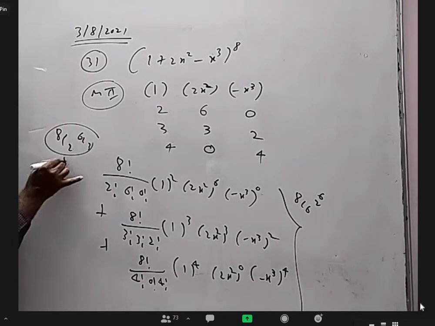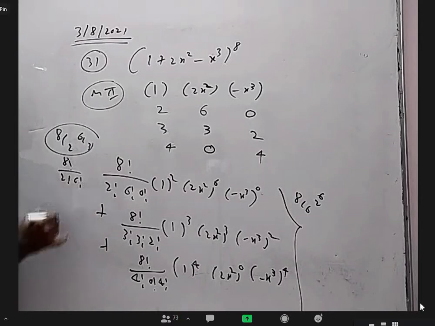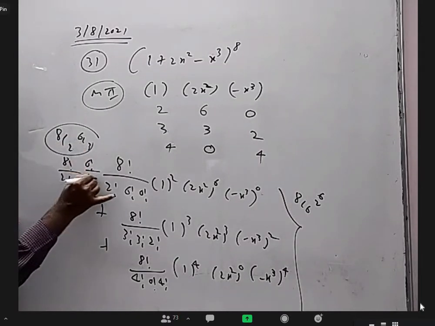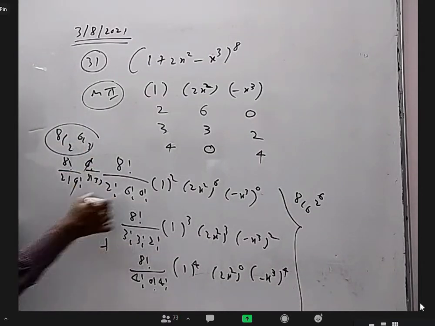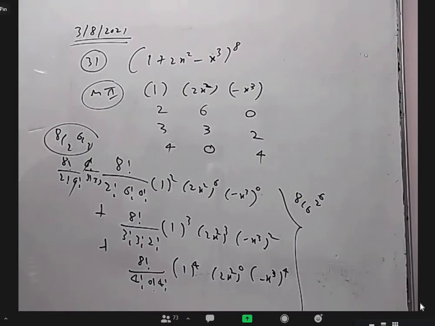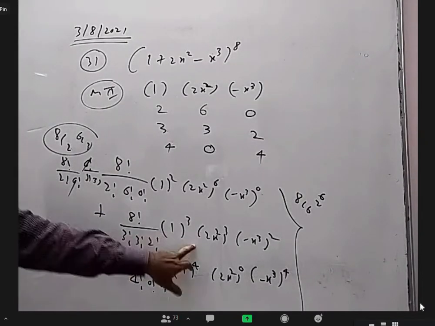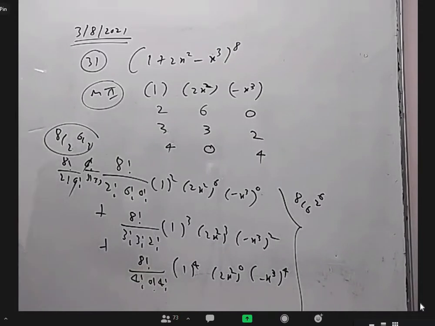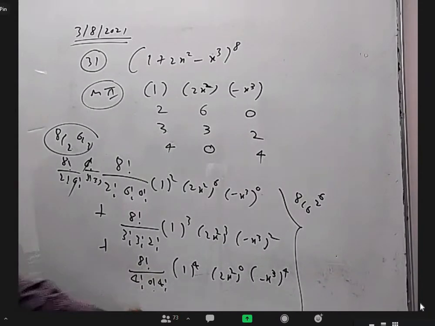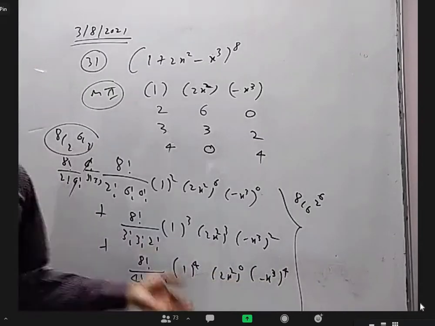Because what is 8c2? 8 factorial by 2 factorial, 6 factorial. What is 6c3? 6 factorial by 3 factorial, 3 factorial. Cancel 6 factorial, it is exactly this. Am I right? Yes. And same 2 cube only you got there also, right? And this is 8c4. And that's it.